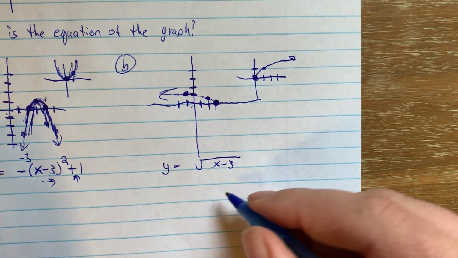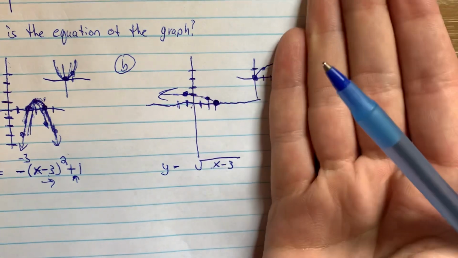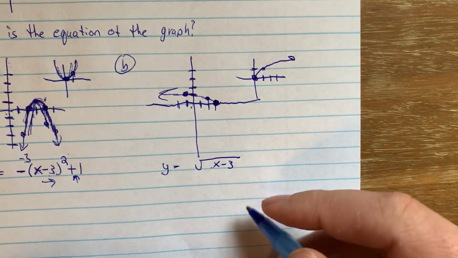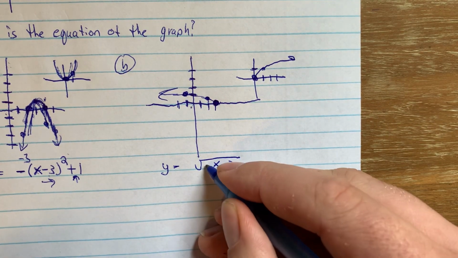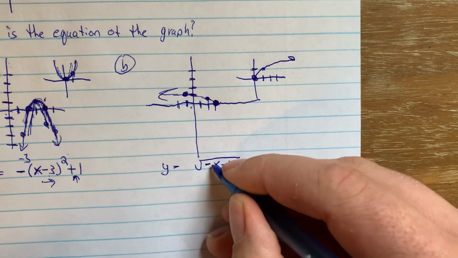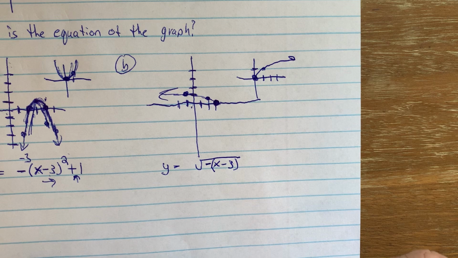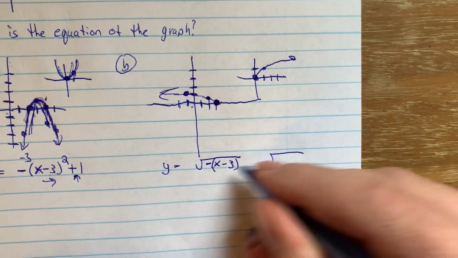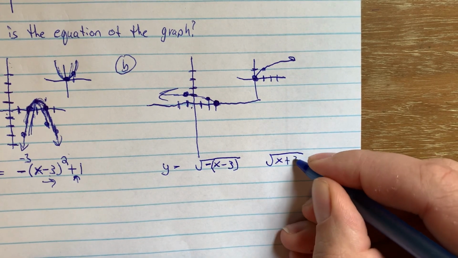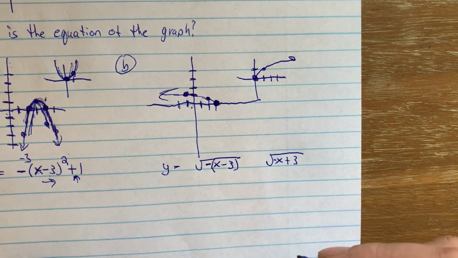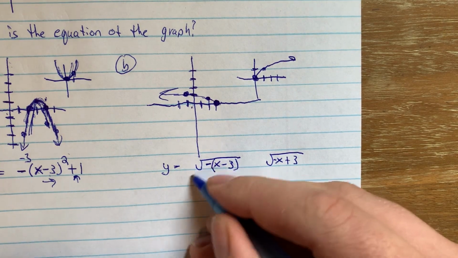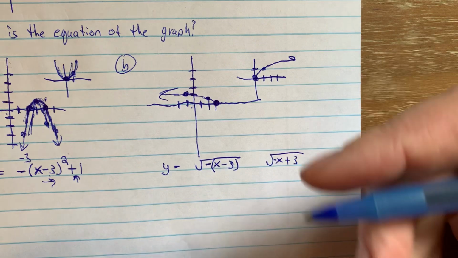And I also need to say that to make it reflect horizontally, I need a negative inside the square root. And it's not just a negative like this. That's wrong. It needs to be a negative with this thing in parentheses. So negative x minus 3, or I could distribute that negative and make it negative x plus 3.